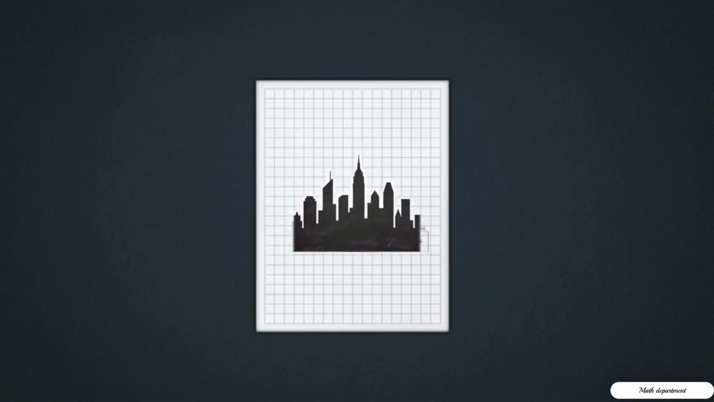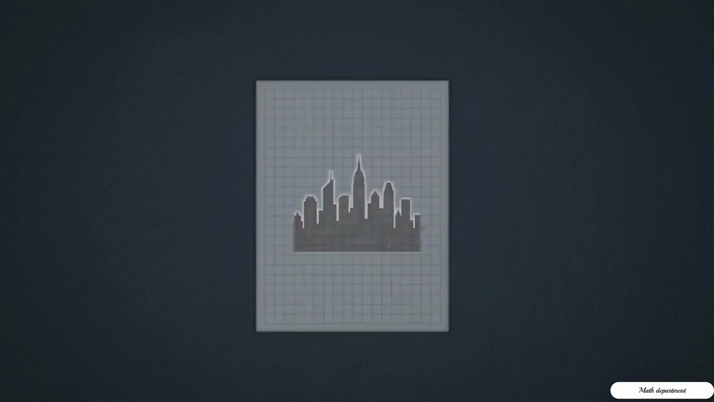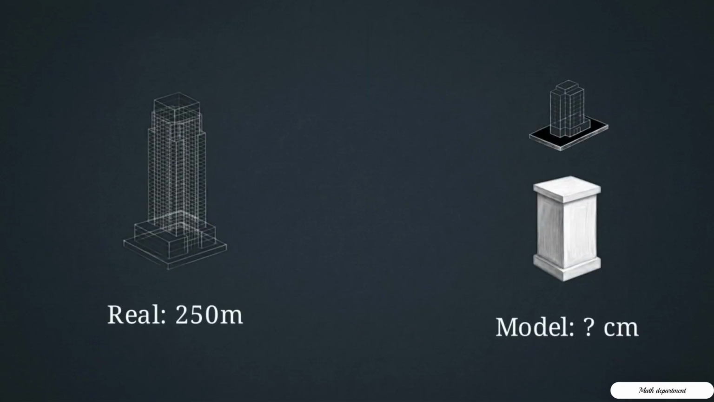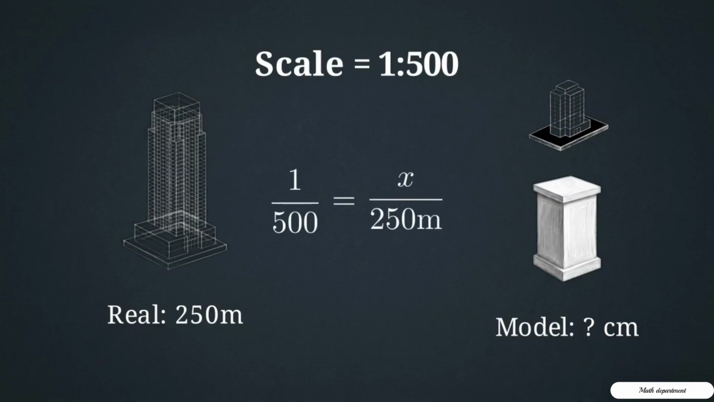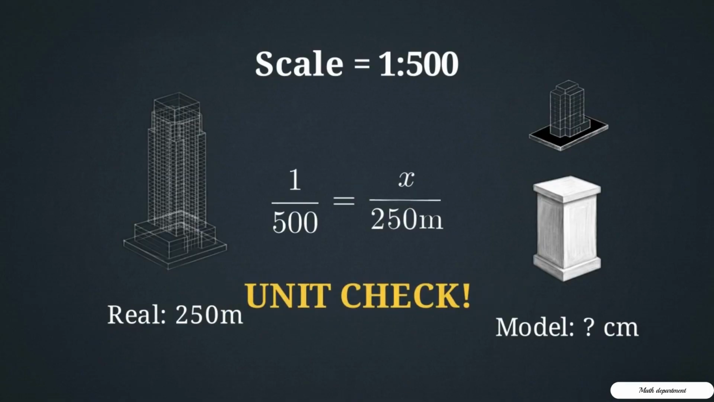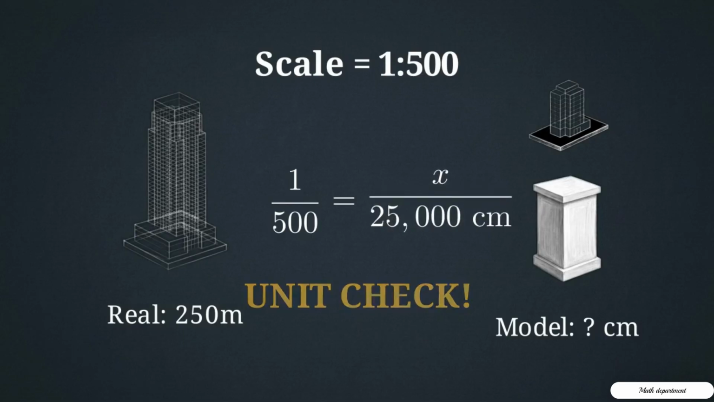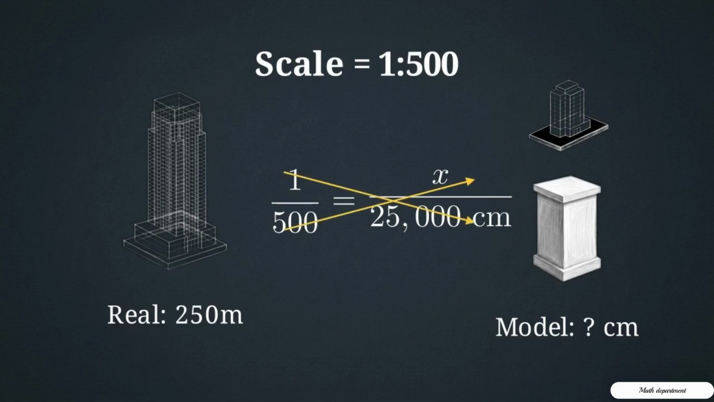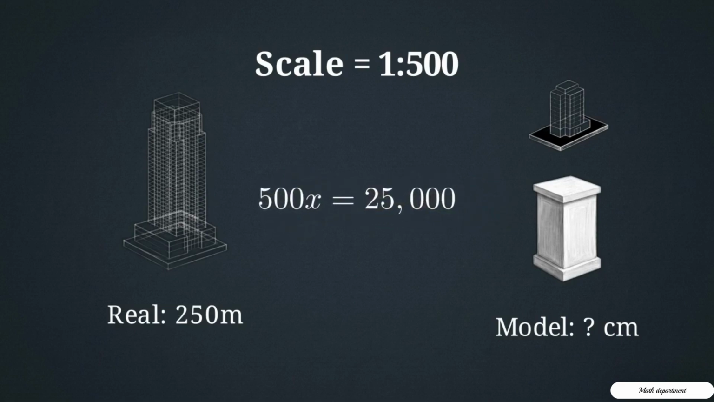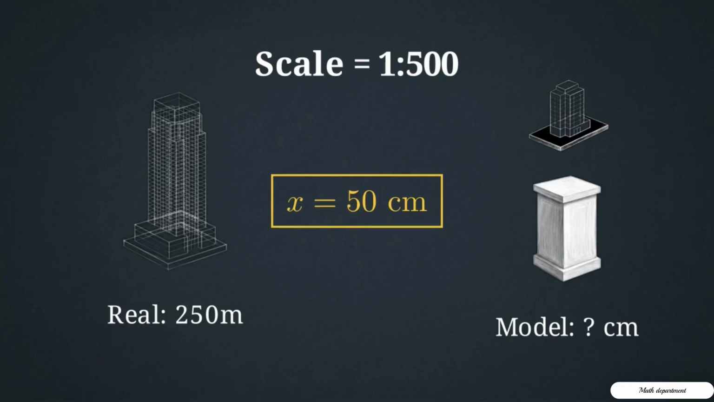We can also run this formula in reverse. Suppose an architect builds a model at a 1 to 500 scale. If the real skyscraper is 250 meters tall, what is the height of the model in centimeters? We set up our equation, 1 over 500 equals x over 250 meters. Pausing for a unit check, we multiply 250 by 100 to get 25,000 centimeters. Cross-multiplying, 1 times 25,000 divided by 500 isolates x, revealing the model is 50 centimeters tall.